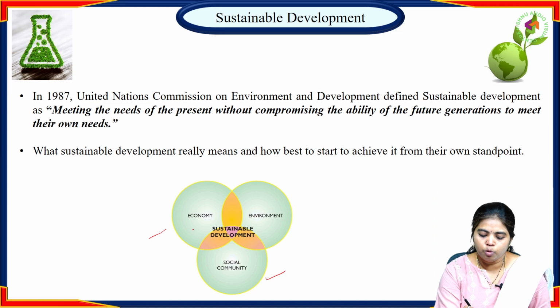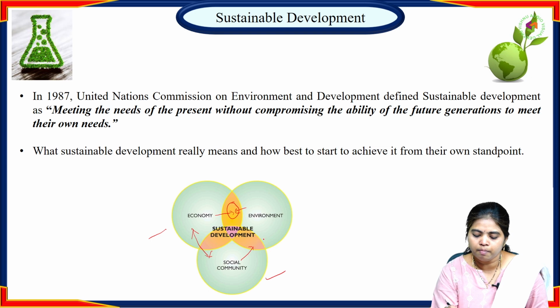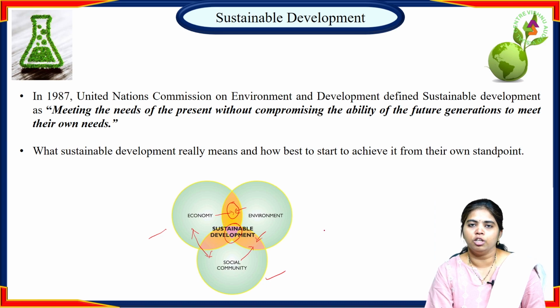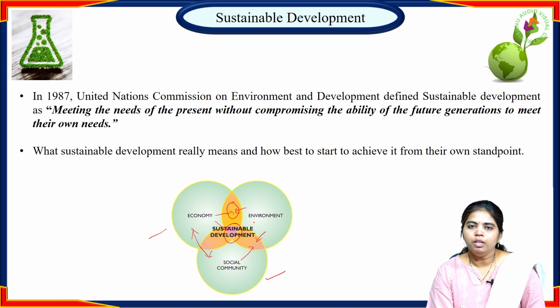If we have both economy and social community, we are lacking the environment. If we have economy and environment, we are lacking a social community. And if we have both the environment and social community, we are lacking an economy. So when we see sustainable development, it has all the economy, environment and social community, all going hand in hand. If we consider economy, environment and social community together, we will be in the wing of sustainable development.